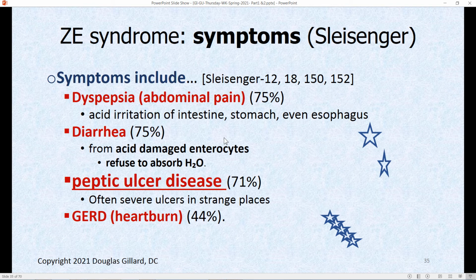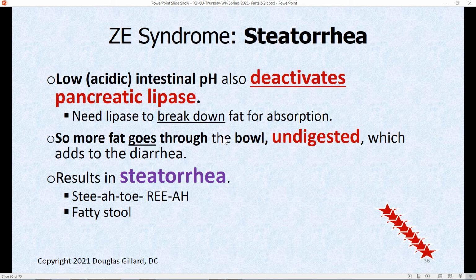How about clinically? What kind of symptoms do people with ZE syndrome have? Well, if you have too much acid, you're going to have diarrhea, as we just said. So about 75% of people with this condition have diarrhea. You're going to have upset stomach, which is called dyspepsia, from all that acid irritating the stomach lining and irritating the intestinal lining, maybe even the esophagus. You're going to have heartburn, which is from the esophageal irritation. That's not as common, about 44% of patients, but about almost 75% as well. About 71% will get a flat-out hole in their stomach called a peptic ulcer, and that can be dangerous.